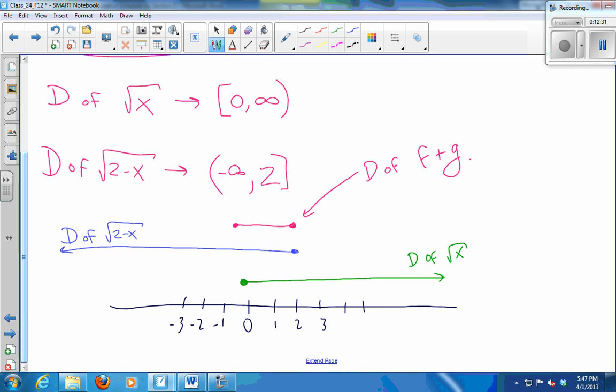Okay, so you have to choose x's that can go into both functions. So visually, that means the overlap of the two domains. Any questions on that?